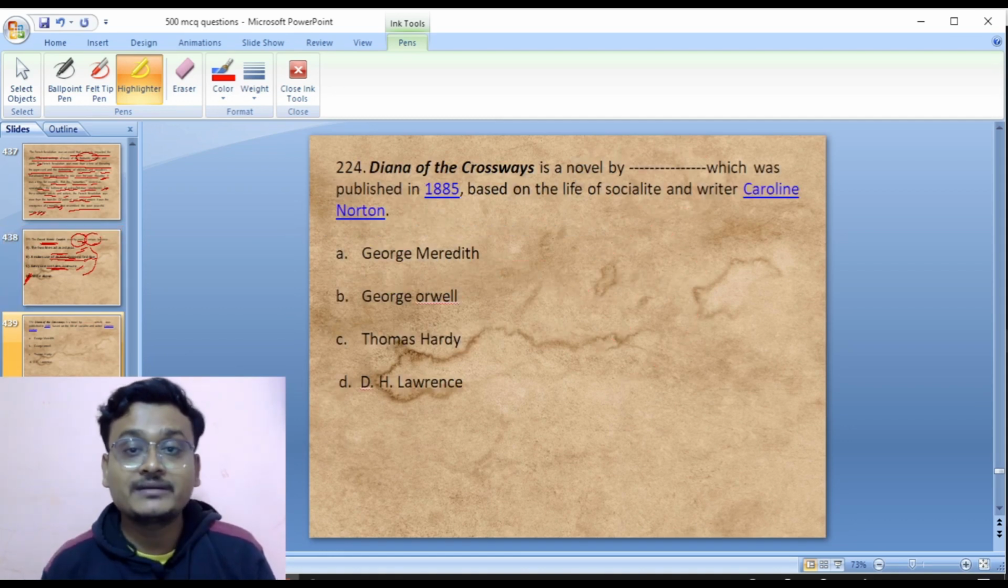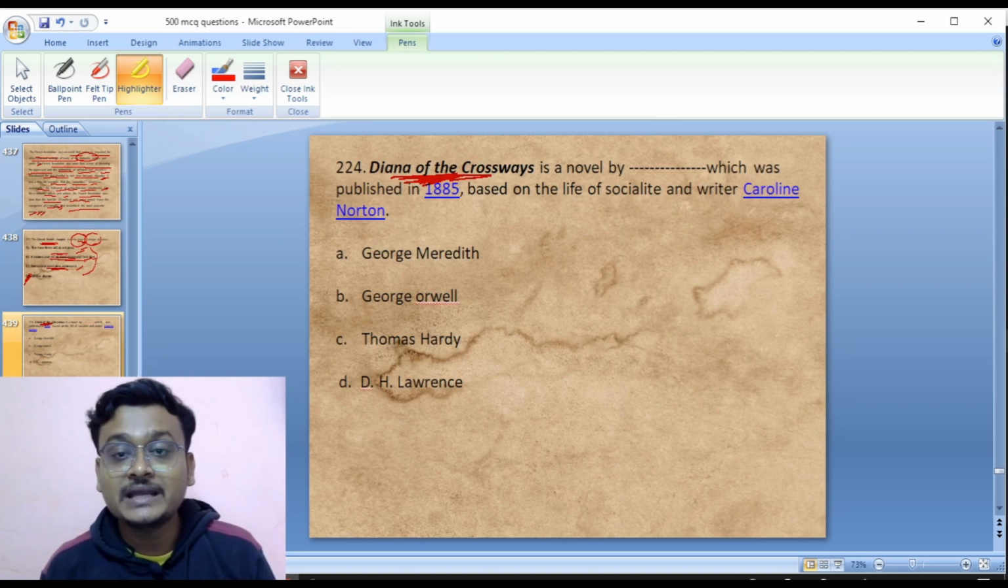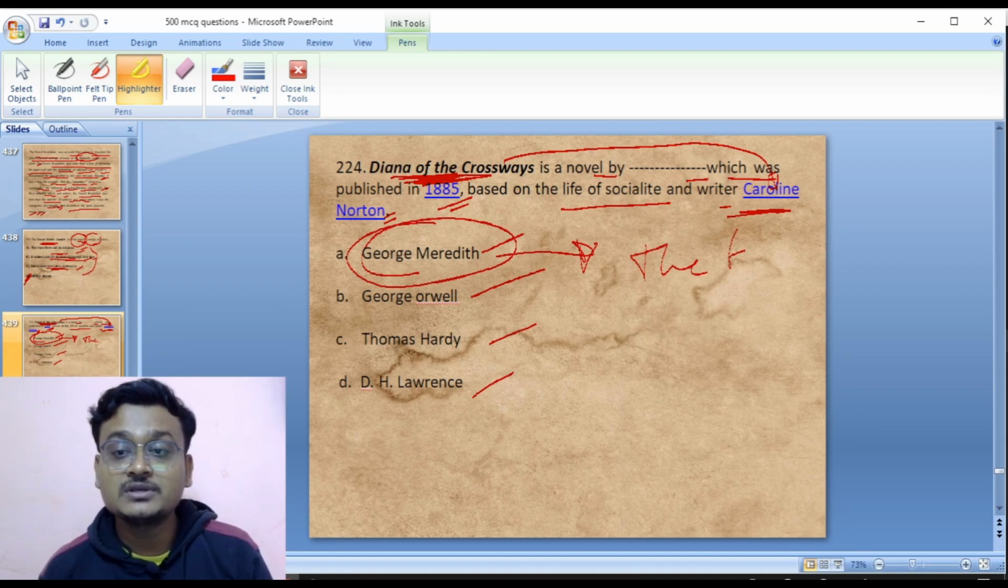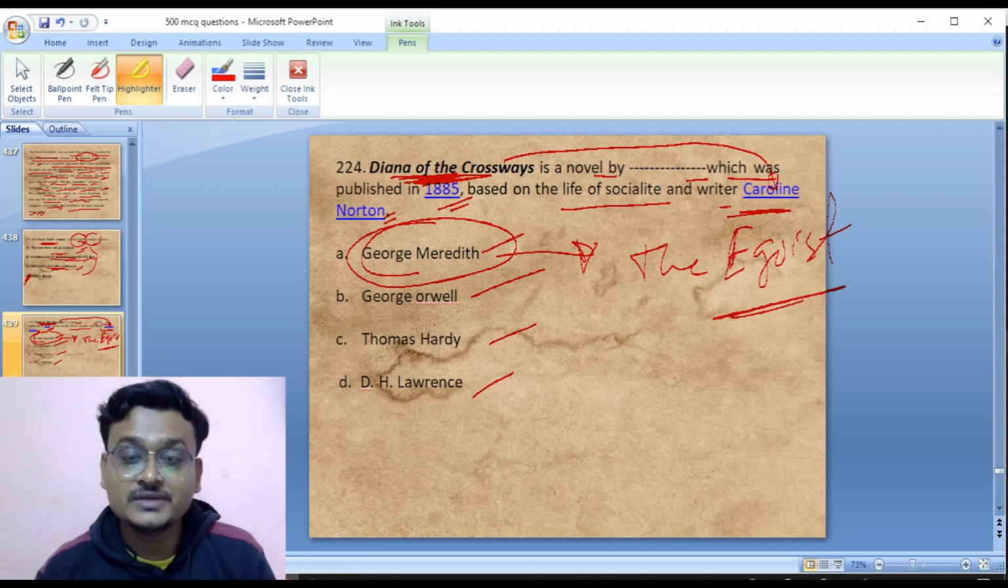Diana of the Crossways is a novel, published in 1885, based on the life of the socialite and writer Caroline Norton. So who wrote this? George Meredith, George Orwell, Thomas Hardy, or D.H. Lawrence? It was written by George Meredith. George Meredith also wrote another famous novel, The Egoist.